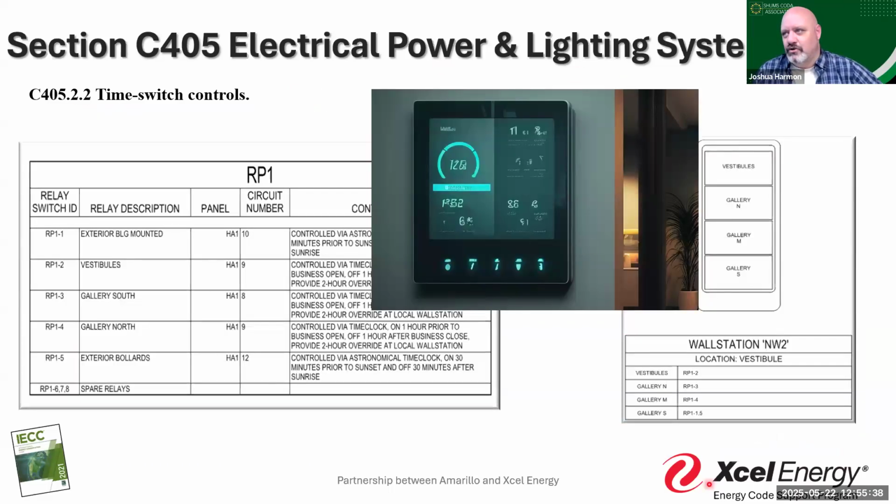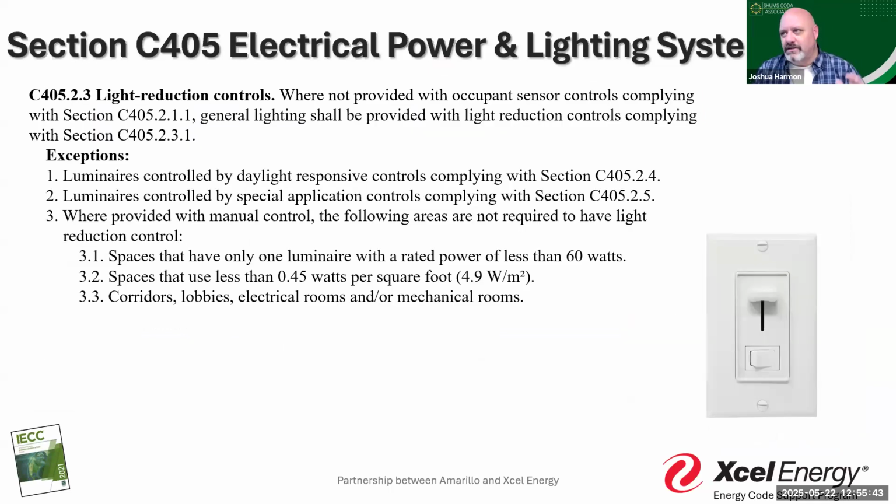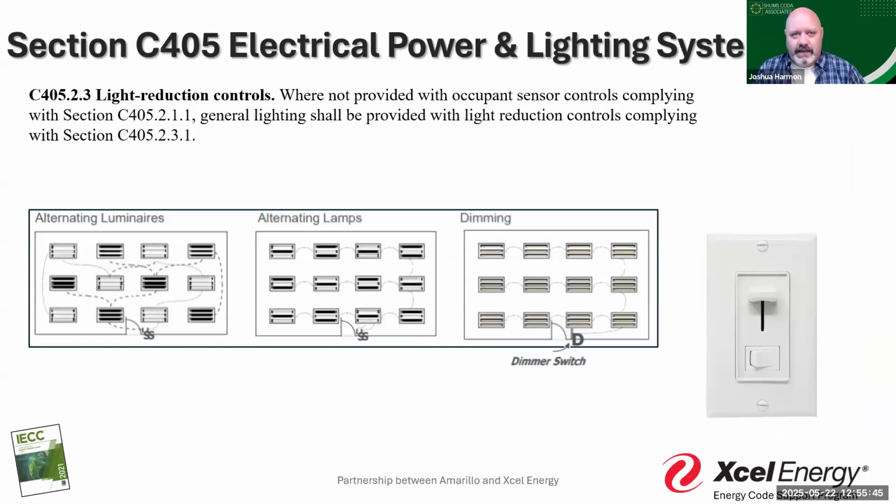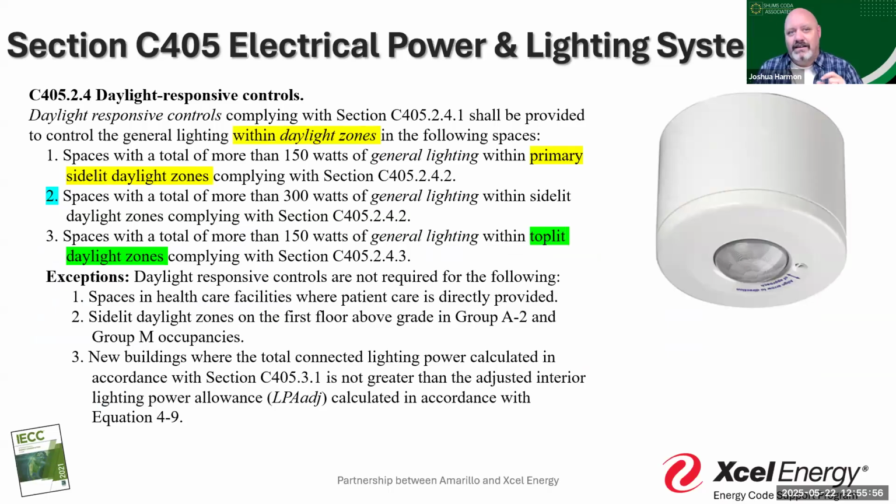And again, we have these new types of controls. Light reduction, same thing. Dimmers, we see they can dim the individual light. They can dim a variety of different things. The code does not get into how you dim. It just gives you the ability to reduce, right? And same concept when we talk about daylight responsive.